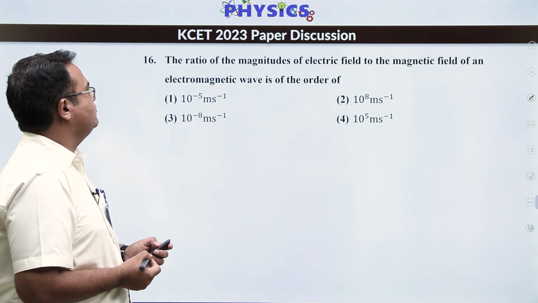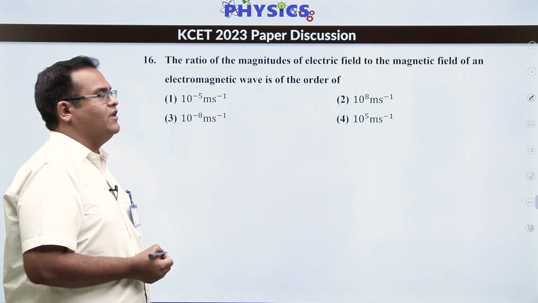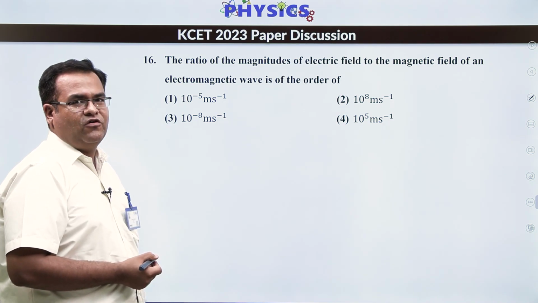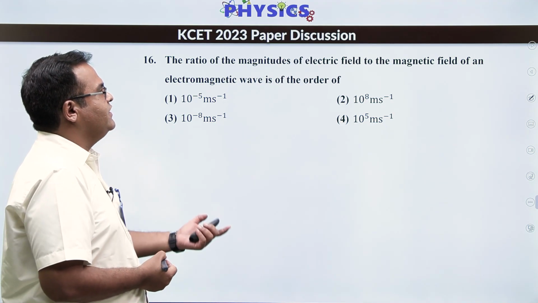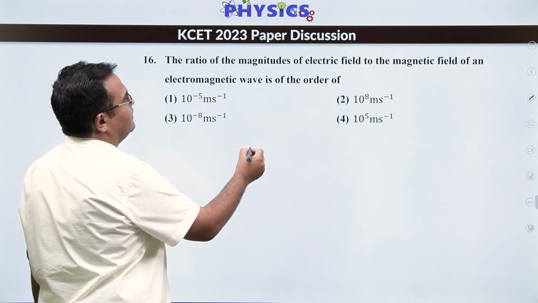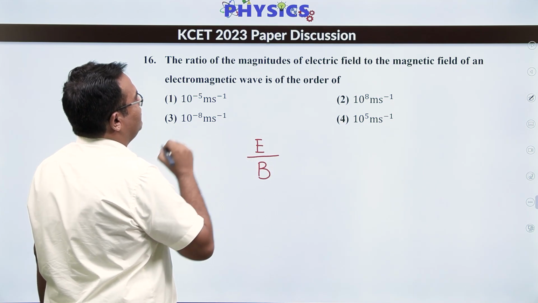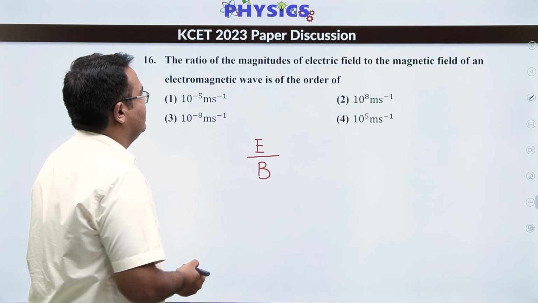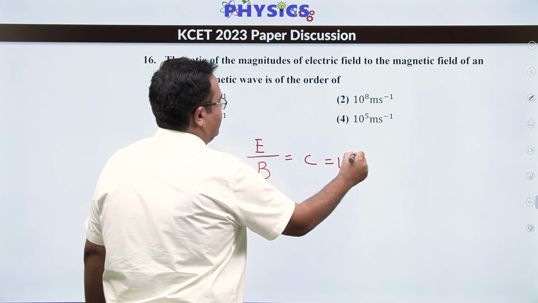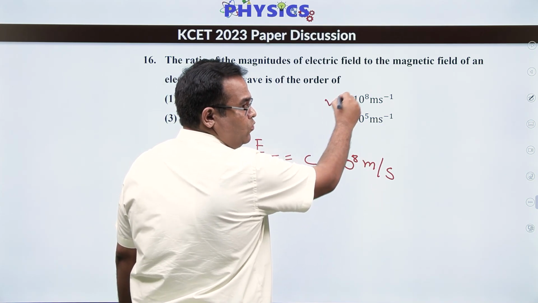Let's move to the next question, question number 16. It says that the ratio of magnitudes of electric field to the magnetic field of an electromagnetic wave is of order of what? Now this is a very easy question from EM waves. We all have studied in EM waves that the amplitude of electric field upon amplitude of magnetic field is basically equal to speed of light. So that will be 10 to power 8 meter per second. So it's a factual question. So answer should be 2.